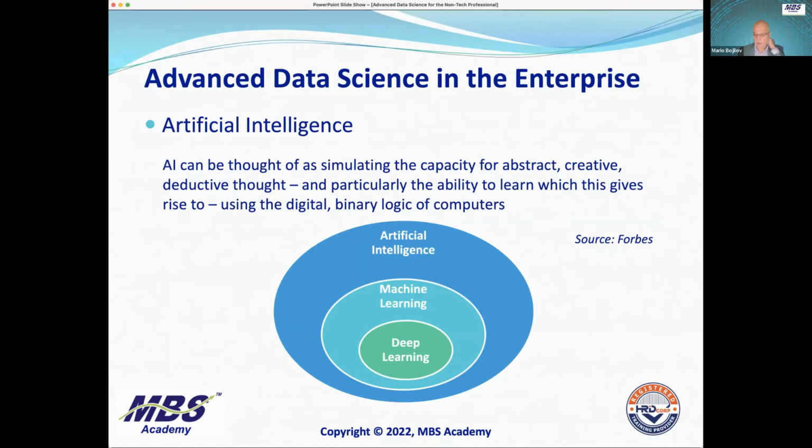Deep learning requires a lot of computing power. I don't think that many organizations are doing it. And when I say many, I'm talking even about the top organizations in a country, banks, retailers, and so on.